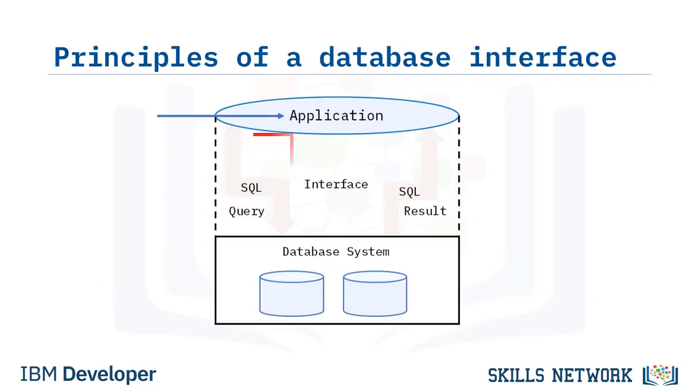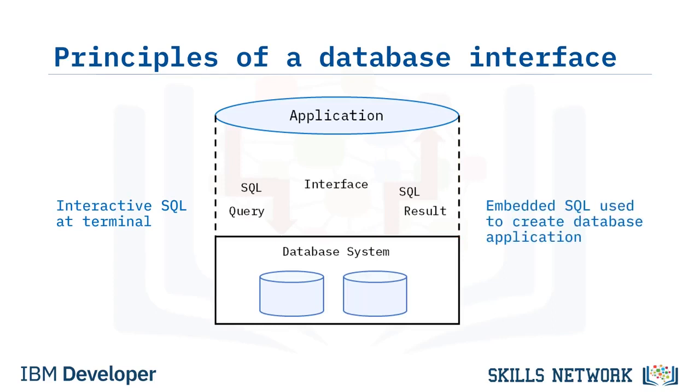The application poses a query to the database system with the help of SQL. There, the corresponding result set or answer is prepared, and with the help of SQL, given back to the application. This communication takes place interactively, or can be embedded into another language. There are two types of database interface: interactive SQL, which can be used from a terminal, and embedded SQL, which can be embedded into another language or host language, which might be used to create a database application.